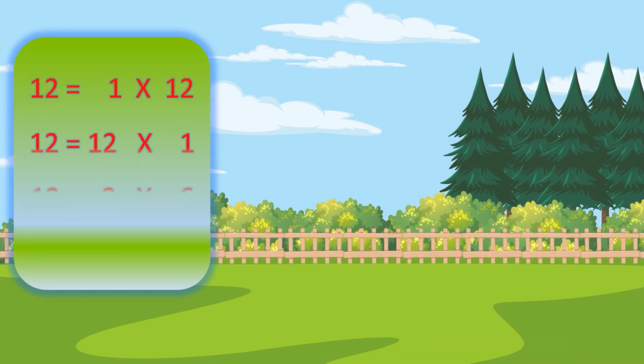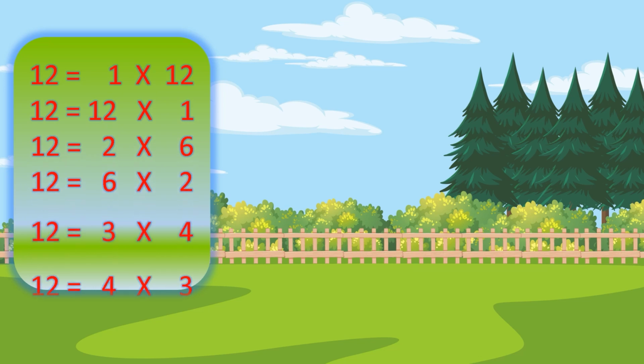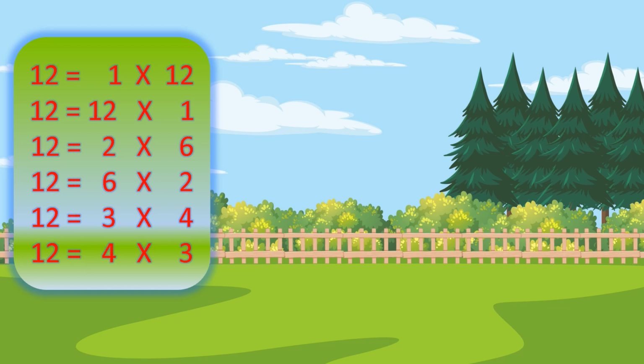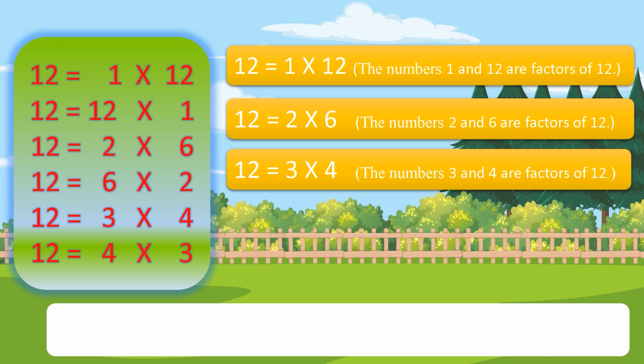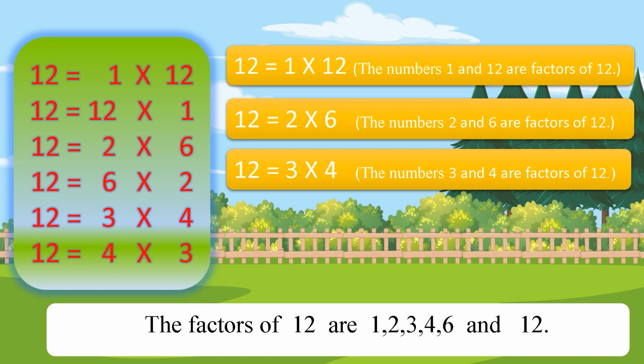Let's rewrite 12 as a product of two whole numbers. Thus, we see that 1, 2, 3, 4, 6, and 12 are factors of 12. Dear children, take a good look at the product of whole numbers related to 12. You can see that, to get the factors of 12, it is enough to write only these products, isn't it?